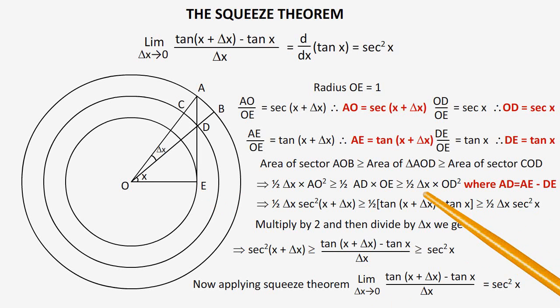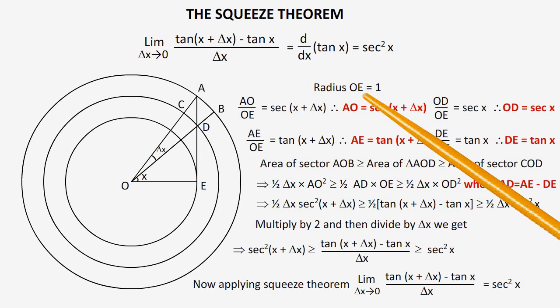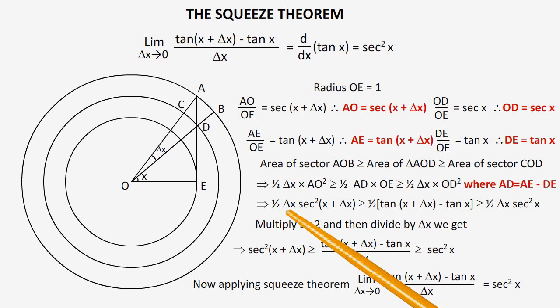We now substitute the values of AO, OE, DO and AD. AD is nothing but AE minus DE. Thus we get half delta x times sec square(x plus delta x) is greater or equal to half [tan(x plus delta x) minus tan x], which is greater or equal to half delta x times sec square x.